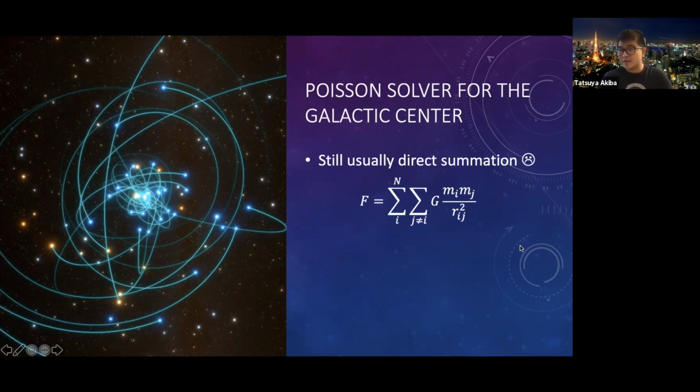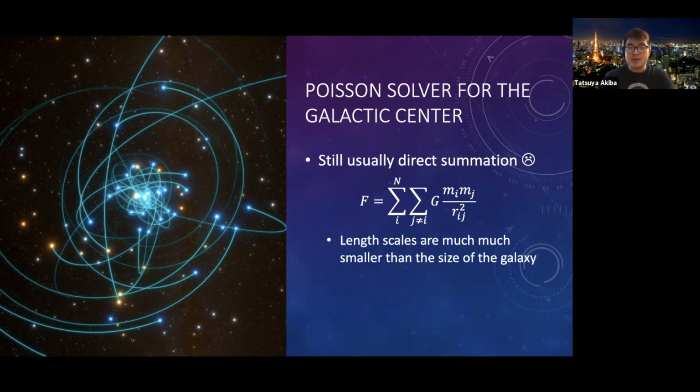Why we have to directly sum them instead of using simplifications like the tree method and the particle mesh method is because the length scales are much, much smaller than the size of the galaxy, right? So close encounters are going to be super important in determining the evolution of the system. And because the overall length scale is so much smaller than galactic simulations or cosmological simulations, we are essentially not able to segregate the far particles from the near particles.